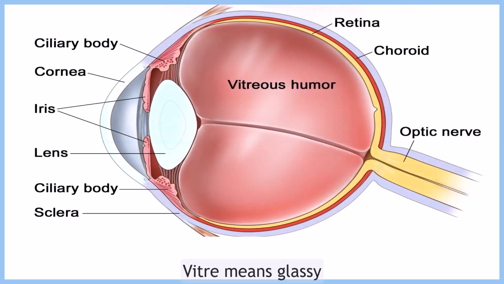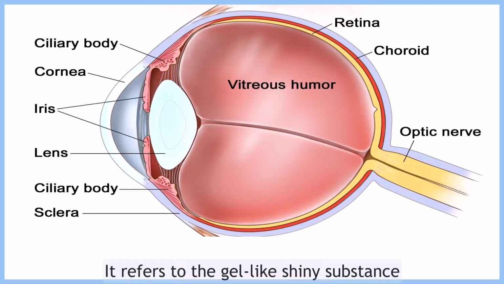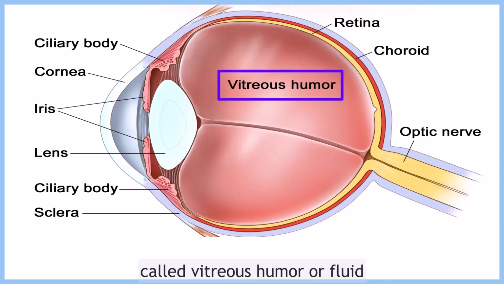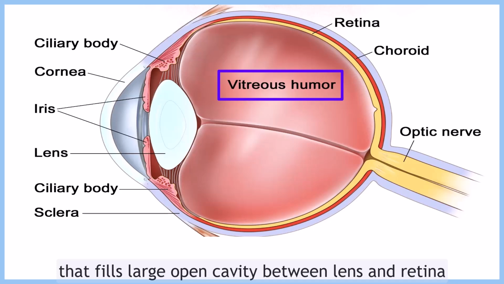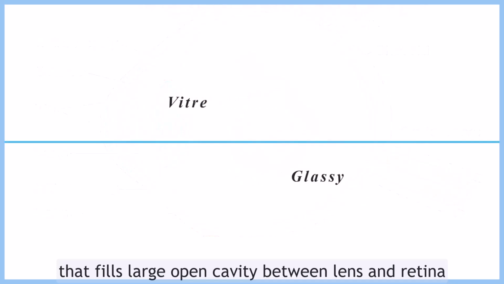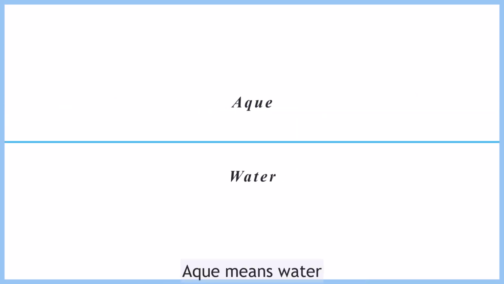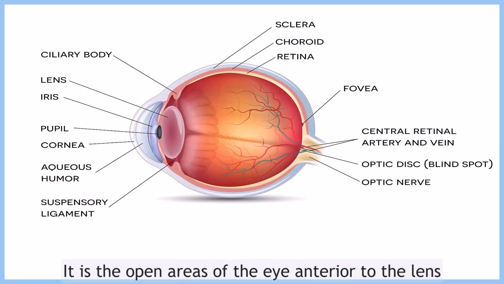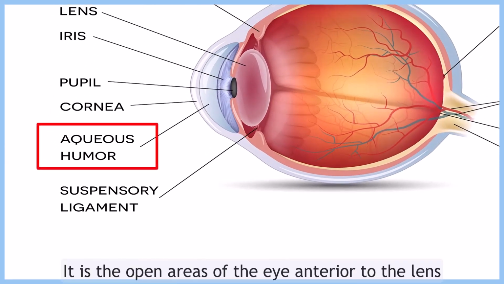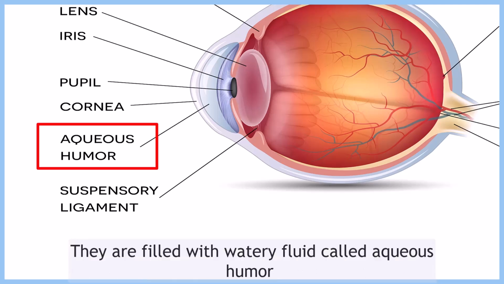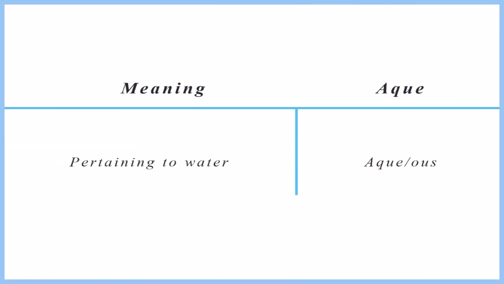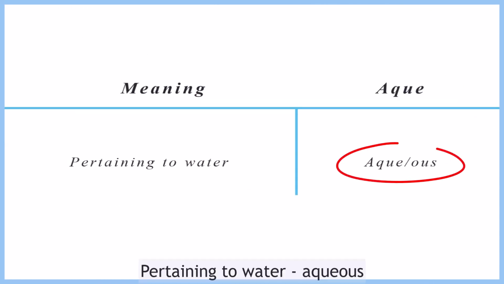Vitreous means glassy. It refers to the gel-like shiny substance called vitreous humor or fluid that fills large open cavity between the lens and retina. Pertaining to glassy, vitreous. Aqueous means water. It is the open areas of the eye anterior to the lens. They are filled with watery fluid called aqueous humor. Pertaining to water, aqueous.